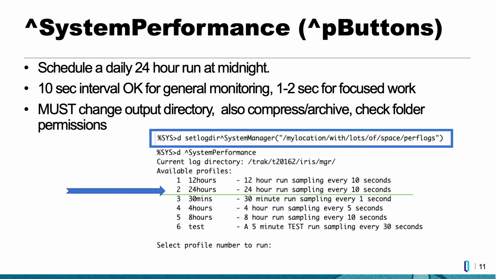Most customers running 24 hours every 10 seconds is fine to get a baseline of your system. If we're looking at a performance problem, what we'll do is come down to 2 seconds or 1 second, because that gives us the granularity we need, and I'll show you that in a little while.